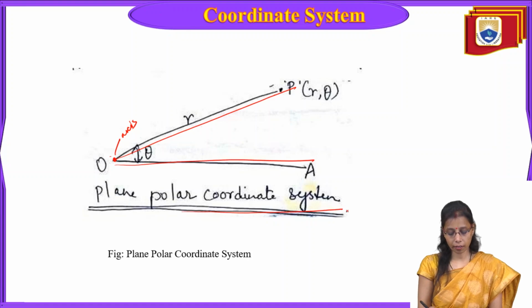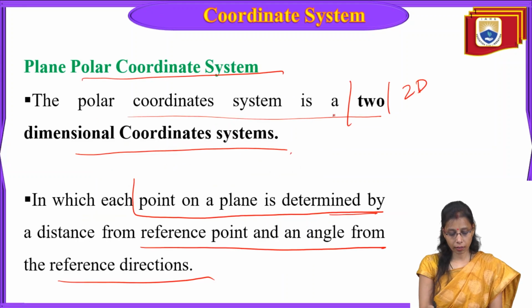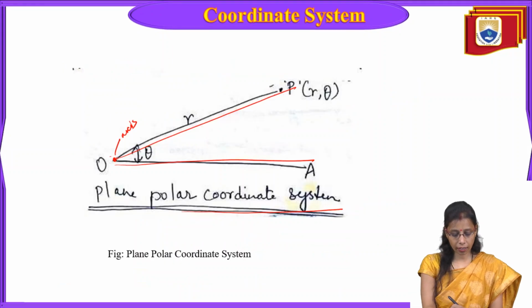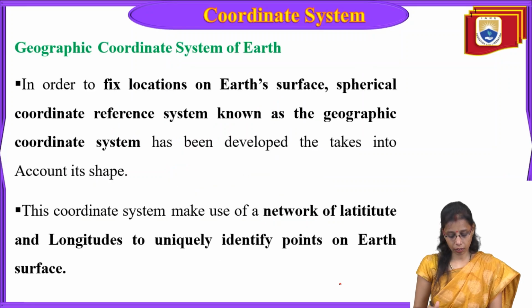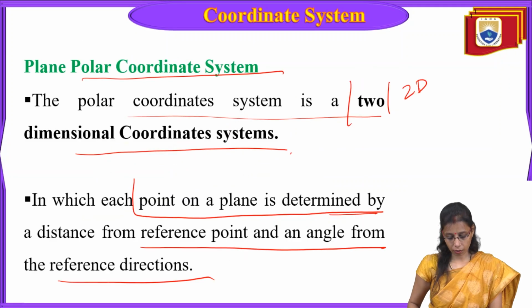So the polar coordinate system is a two-dimensional system in which each point on a plane is determined by a distance from a reference point. So what is the reference point here? This is the reference point, from where it is converting the lines to the system, and the angle from the reference direction.